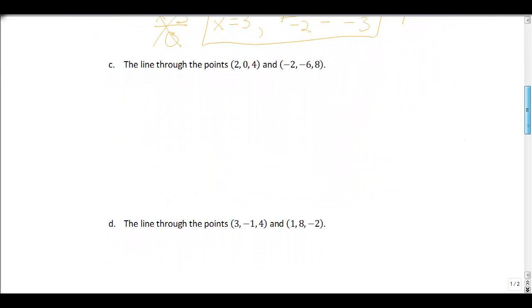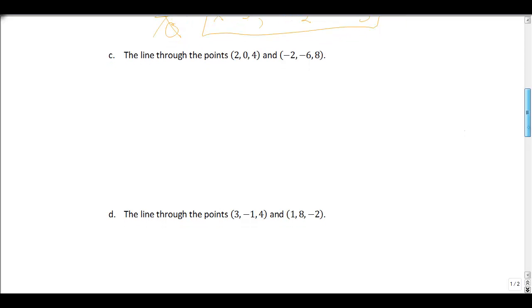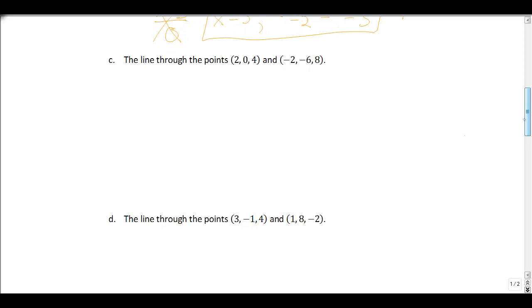Okay. Type of problem that looks a little bit different. We're going to find the line through 2 points. So before we were given a point and a vector, so we don't have the vector, we're going to have to create that. So what we're going to do here is we need a point and a vector. So my point that I'm going to use on the line, I'm just going to use the point 2, 0, 4. I'm going to arbitrarily choose the first point. You could use negative 2, negative 6, 8, and that would work just as well.